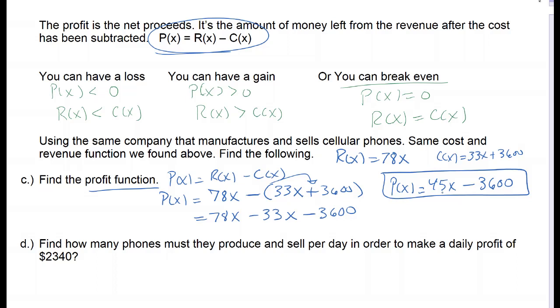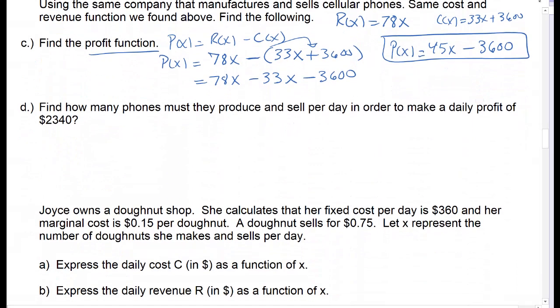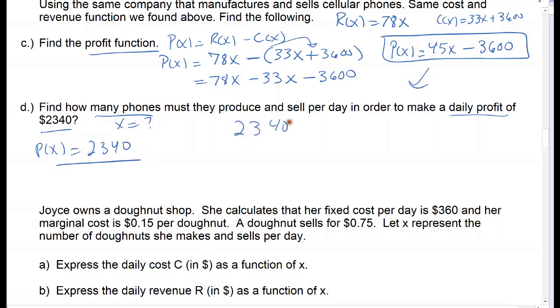Once we have that, though it's a simple equation, you just have to remember to be careful with your negative, then we use it. How many phones must they produce and sell per day in order to make a daily profit? Their goal is to make a profit of 2,340. How many of these cheap burner phones do they need to sell in order to make that profit? Well, how many phones means I'm looking for the x value. They gave me the profit, 2,340, that's their goal. So you take your profit equation, set it equal to your goal: 2,340 equals my 45x minus my 3,600, and solve for x.